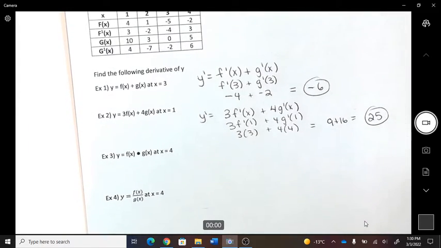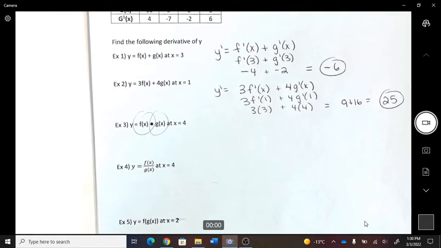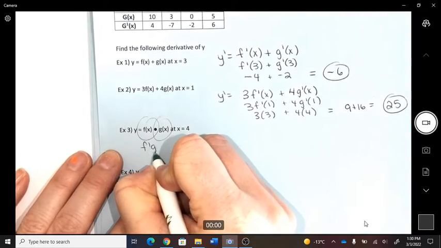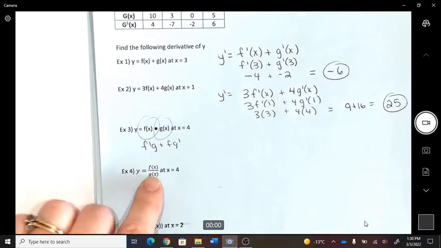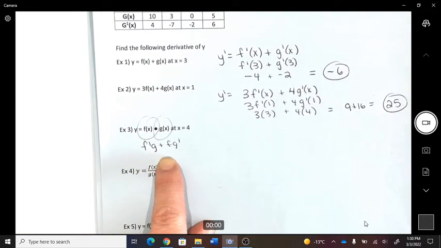Okay, number 3. What do we got going on here? What kind of rule? The product rule, right? Okay, so do you remember it? That's what we're going to be doing, right? F prime g plus f g prime.